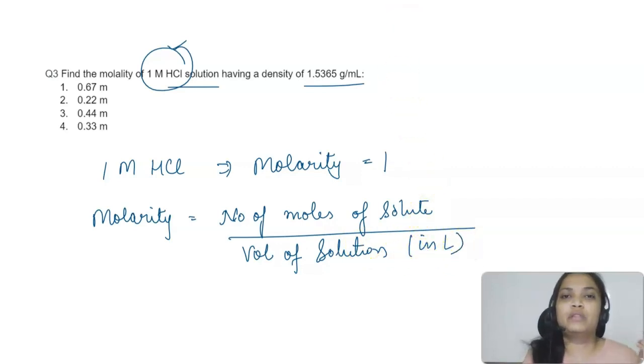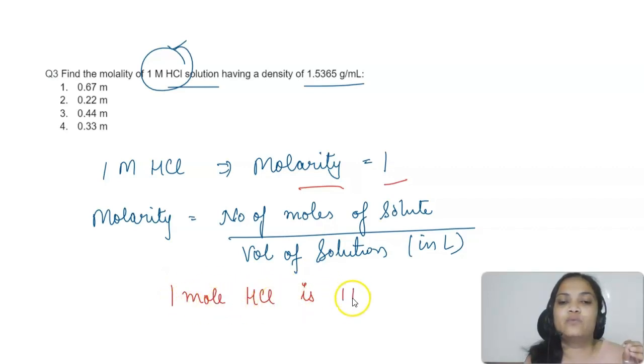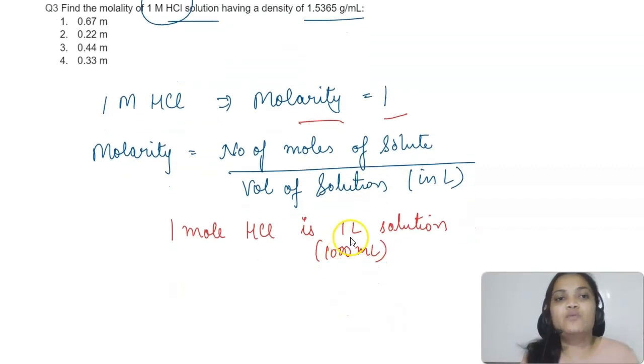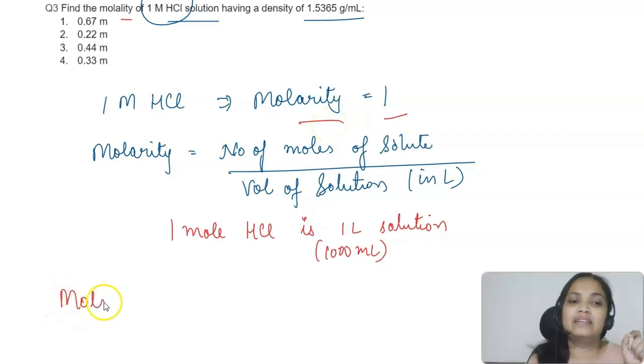If you have a 1 molar solution, the molarity is 1, so it means that 1 mole of HCl is present in 1 liter of the solution. 1 liter is 1000 milliliter of the solution, so we can take the volume of solution as 1000. Now we need to find the molality. What is required for finding the molality? Let's write the formula for molality.